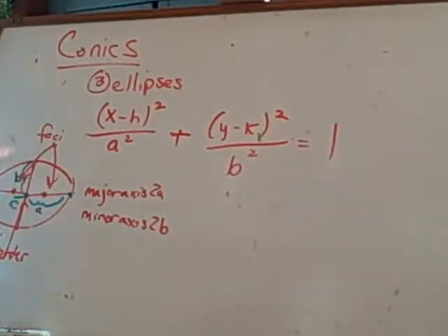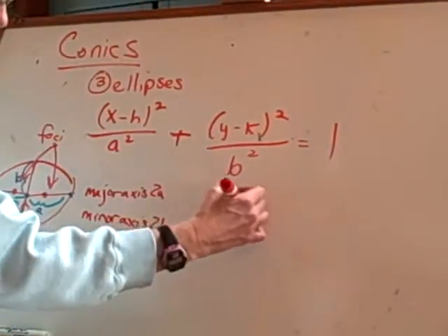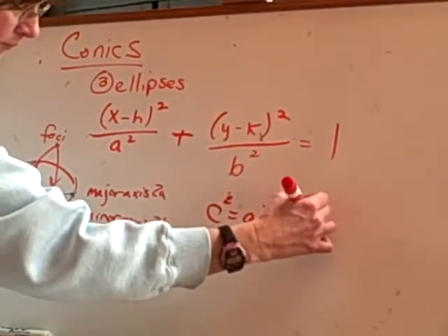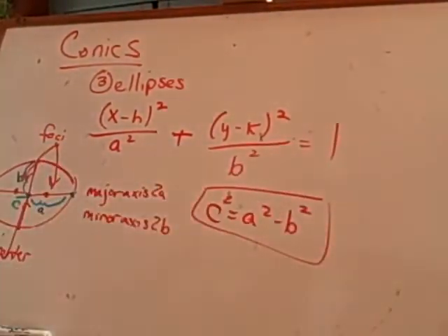Now, you're going to want to know this. C squared is equal to A squared minus B squared. And you just need to know that for all ellipses. We're going to get into more on conics for each individual one. This is just an overview of each one. Okay?